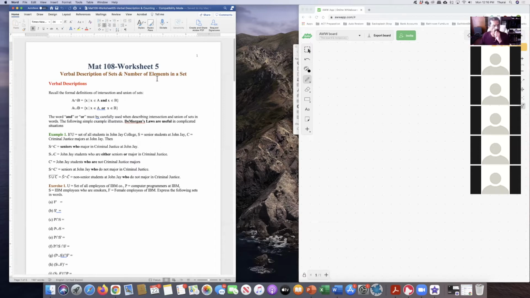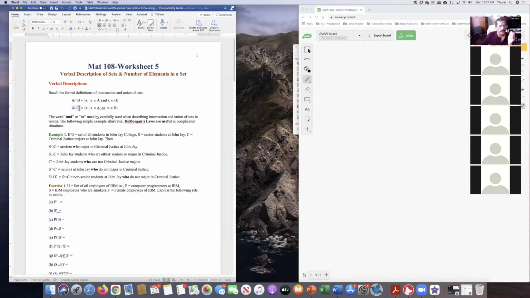So we understood the formal definition of A intersection B as the set of all x such that x belongs to A and x belongs to B. So the word is "and" here. It should be in both. The x should be in both to belong to the intersection.